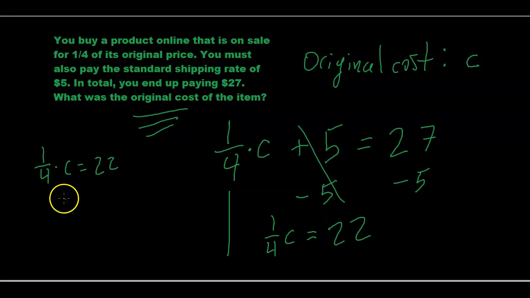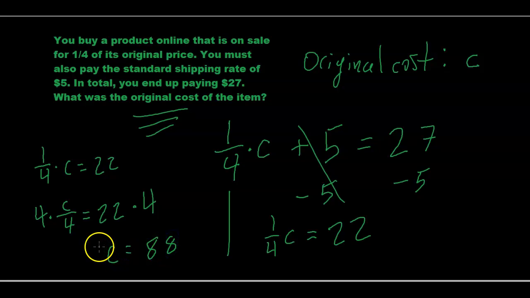Well, this is the same thing as saying C divided by 4 equals 22. And what do we do to finally get C by itself? We're going to multiply by 4 on both sides. We're going to get C equals, what's 22 times 4? That's going to be 88, right? It's going to be $88. So C equals 88. That means the original cost of the item was $88.